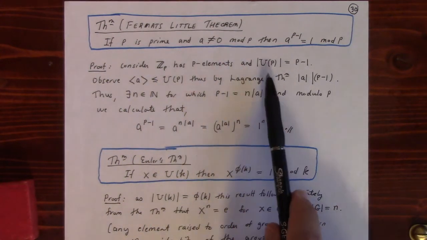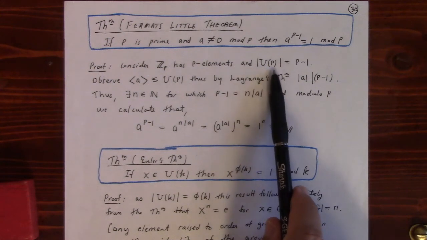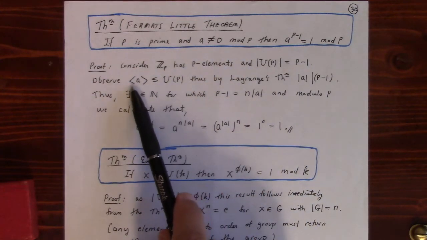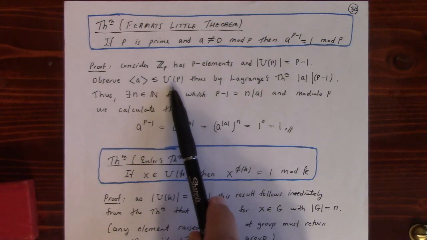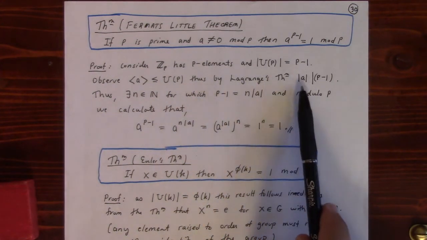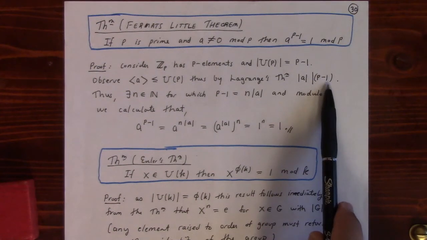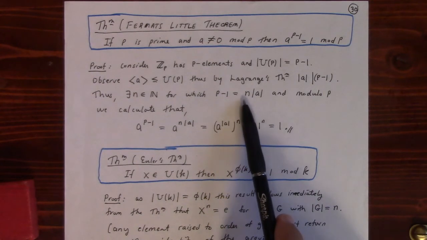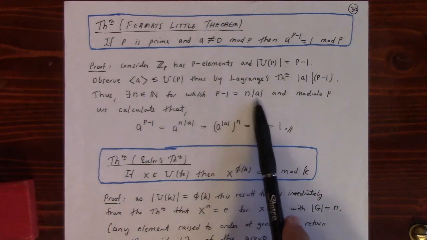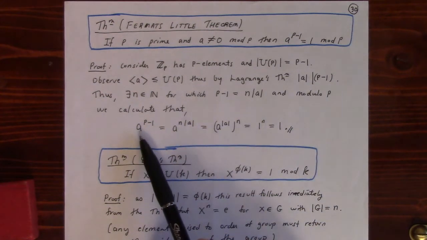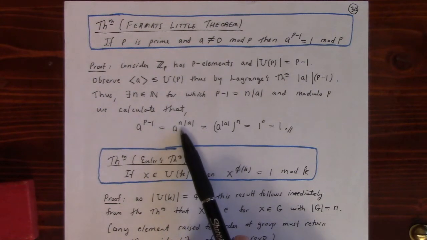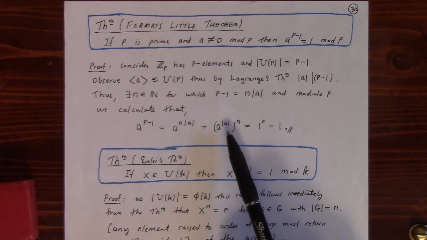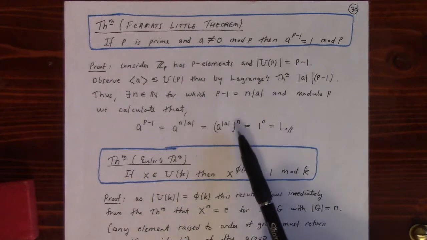Zp has p elements, and for p prime, the order of the group of units is p minus 1. So if you have a subgroup generated by a in Up, then by Lagrange's theorem, the order of a has to divide p minus 1. Thus there exists n in the natural numbers for which p minus 1 is a multiple of the order of a. And so modulo p, we can calculate that a to the p minus 1 is a to the n times order of a, which, since a to the order of a is by definition 1, gives 1 to the n, which is equal to 1.